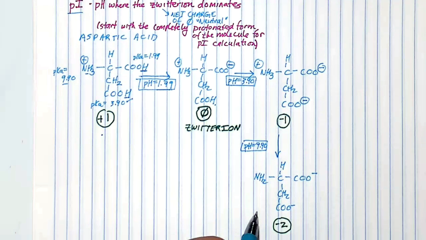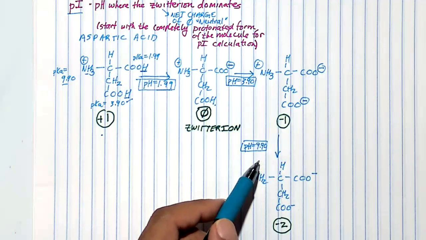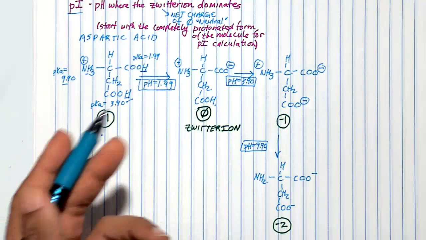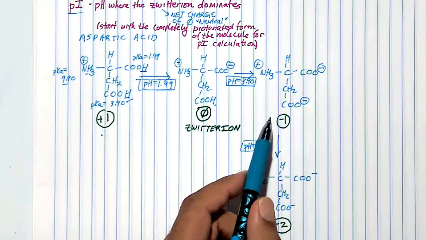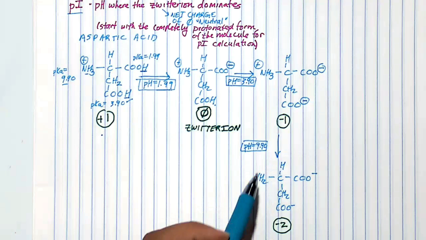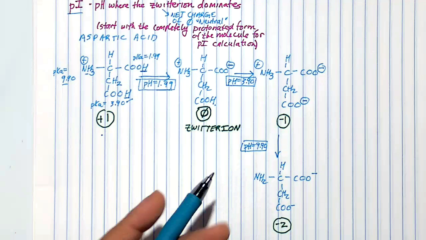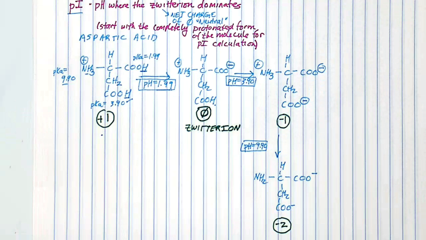So what happens when your pH is exactly at 9.90? You have 50% of the -1 form, and you have 50% of the -2 form. As we move away from pH 9.90 and go up in our pH to, let's say, pH 10, pH 10.1, pH 10.2, pH 10.3, pH 11, we would expect the population of the -1 form to diminish, eventually be removed, and the population of the -2 form to increase as we increase the pH. So that is essentially how you want to approach these problems.